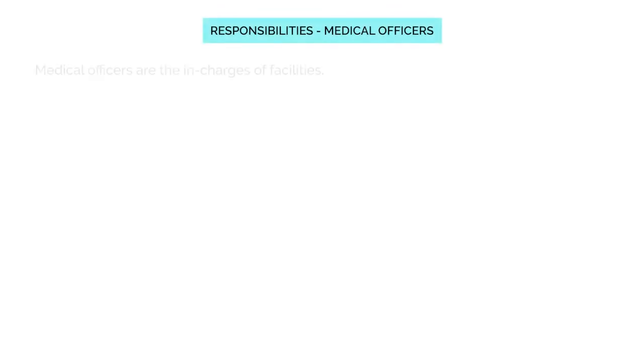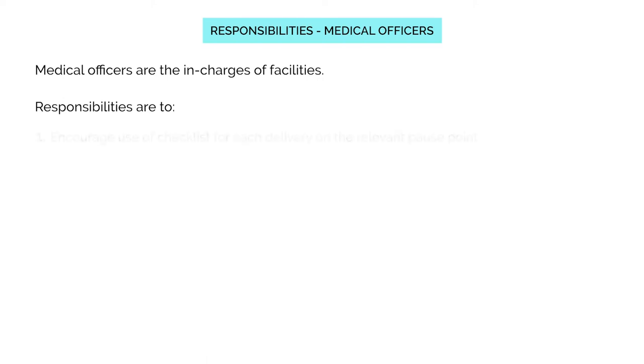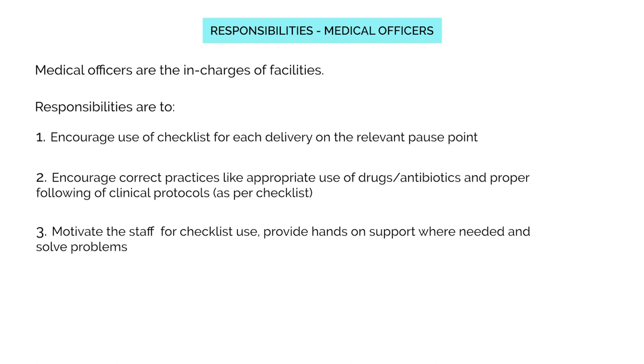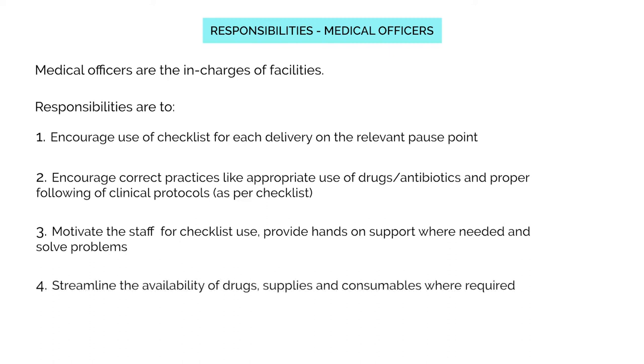Medical officers are the in-charges of facilities, so their responsibilities in effective and correct use of the Safe Childbirth Checklist are to encourage use of the checklist for each delivery at the relevant pause point. Encourage correct practices like appropriate use of drugs or antibiotics and proper following of clinical protocols. Motivate the staff for checklist use. Provide hands-on support where needed and solve problems, and streamline the availability of drugs, supplies and consumables wherever required.